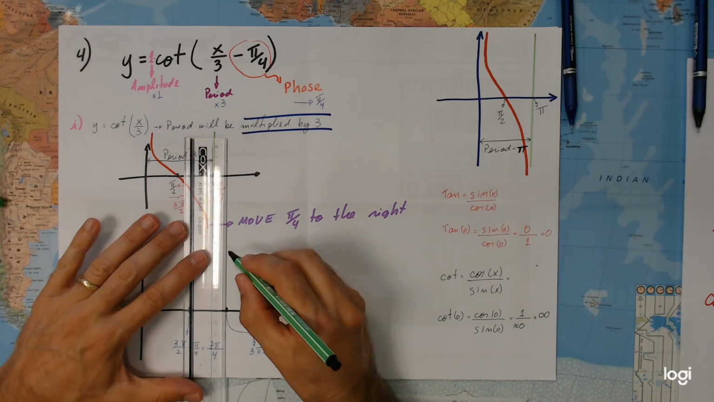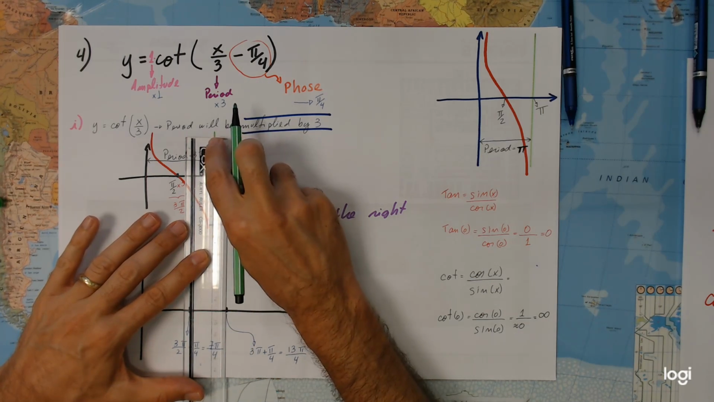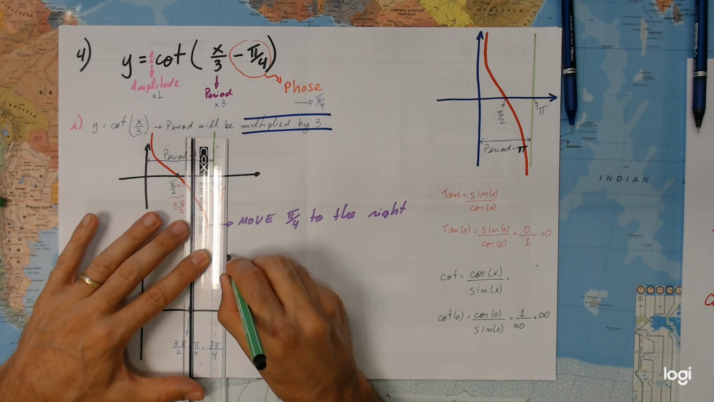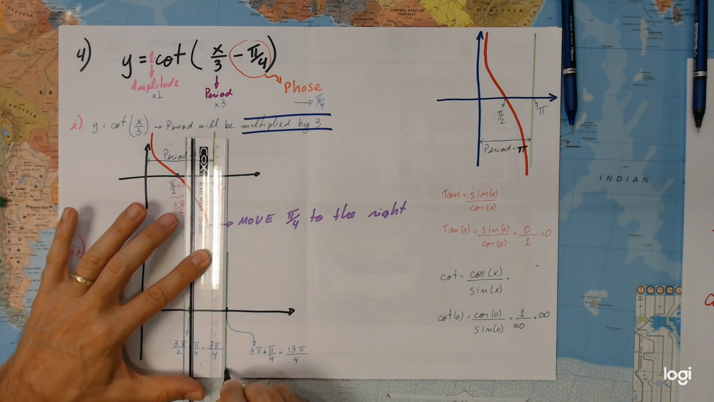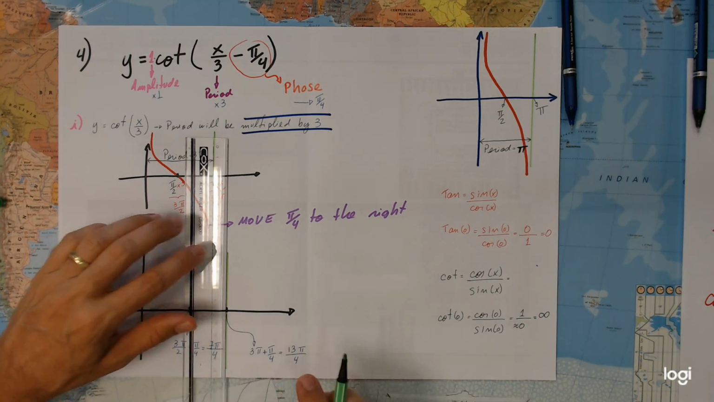Okay, so we can draw again. This is going to be our syntax. Can you see? It used to be in here. I'm now drawing a little bit to the right. You see? This is the phase shift.